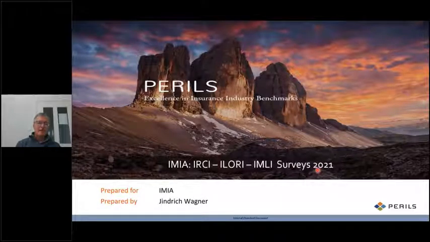Now, Simon has already explained why Perils was invited by IMIA to enter the IMIA survey process. It was on slide number 3. As an independent party, Perils preserves the data protection and anonymity of the data among the IMIA community, and complies this way with the antitrust laws and GDPR.